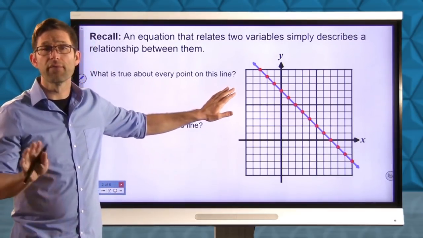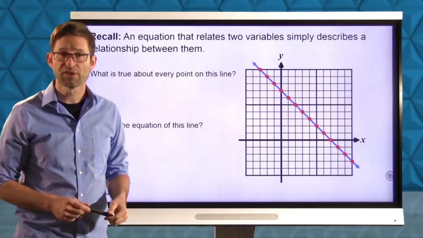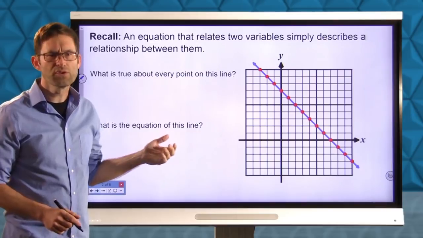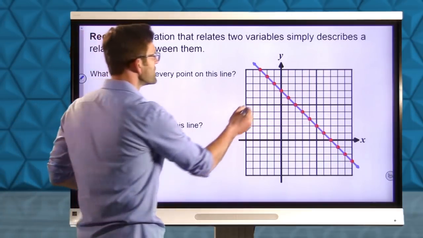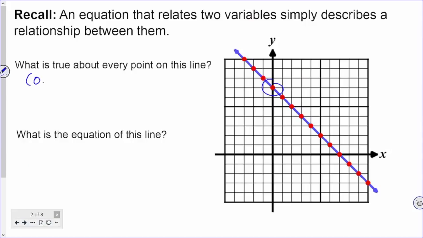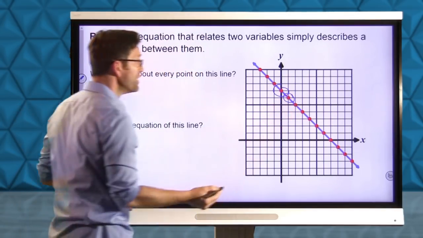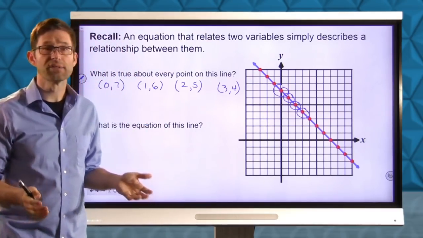Now, in this lesson today, if you're working from our worksheet, this isn't anywhere on it. This is just trying to lead you into the idea of an equation of a circle. So, taking a look at this line, the blue line plotted with all these red dots, the first question I want to know is, what's true about every point on this line? Well, take a look at some of them. For instance, this point right up here is the point 0, 7. This is the point 1, 6. Here we've got the point 2, 5, and the point 3, 4. I don't need to keep listing them. Those are just some of the points that lie on this line.